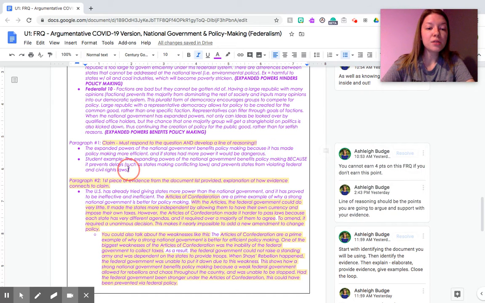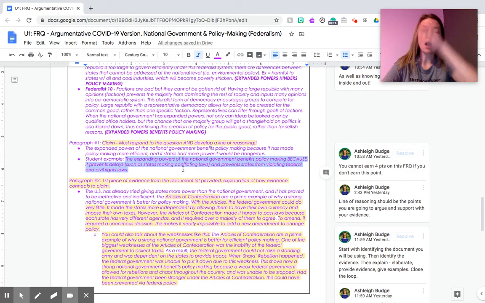Another piece of evidence from the 2019 exam, this is a student example that actually received the point. The expanding powers of the national government benefits policymaking because, and they even capitalized because, it prevents delays, such as states making conflicting laws, and prevents states from violating federal and civil rights laws. Again, because they have that line of reasoning, they've kind of previewed their argument. That is going to earn them the point.